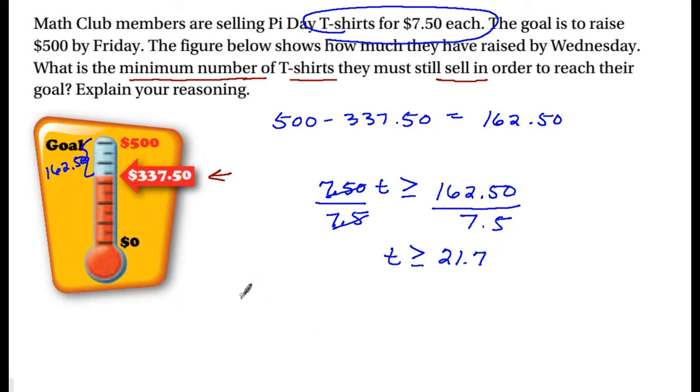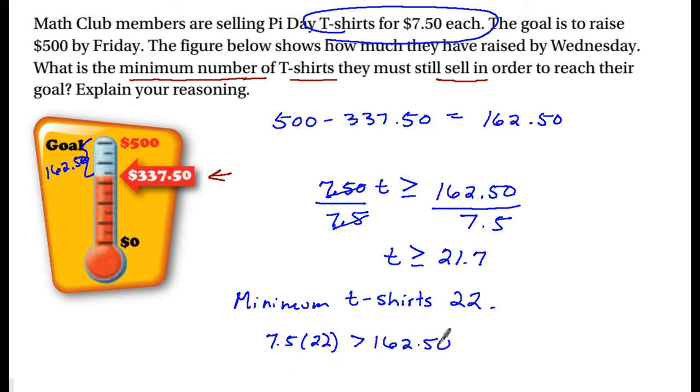So the minimum number of t-shirts we're going to need is more than 21.7, because there's no such thing as 21.7 t-shirts. We're going to say 22 shirts. So the minimum is 22 t-shirts. 22 will satisfy the condition that it is greater than 162.50, and we can check that. If we plug in 7.50 times 22, it should produce a larger number than the 162.50 needed.